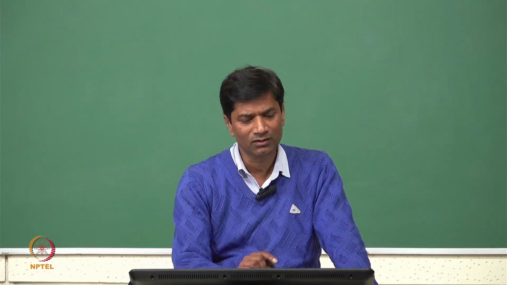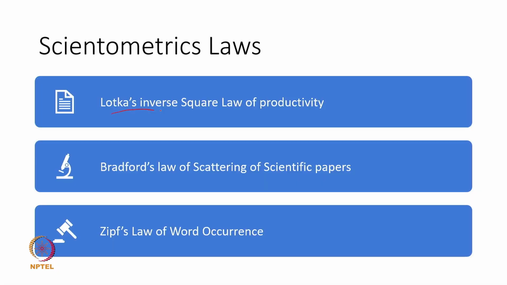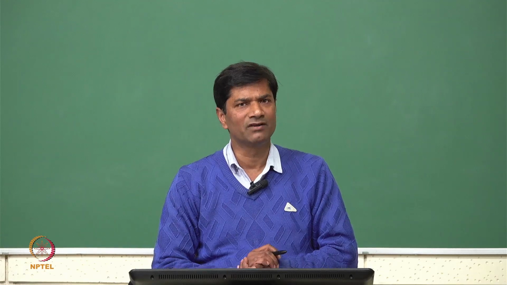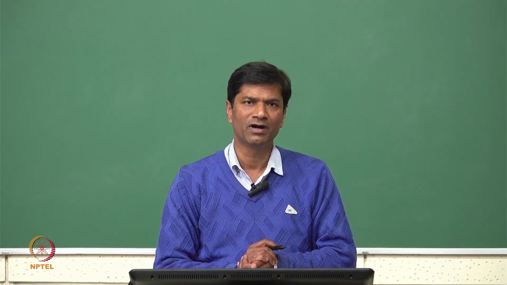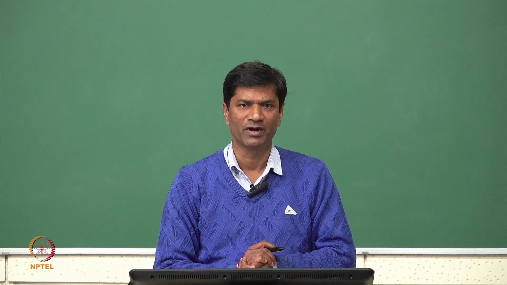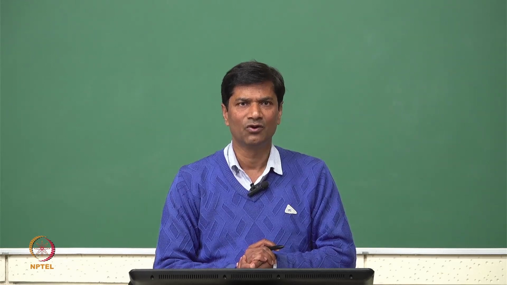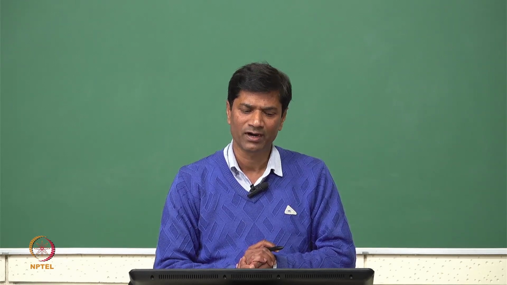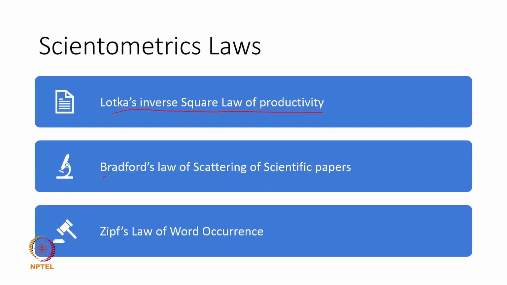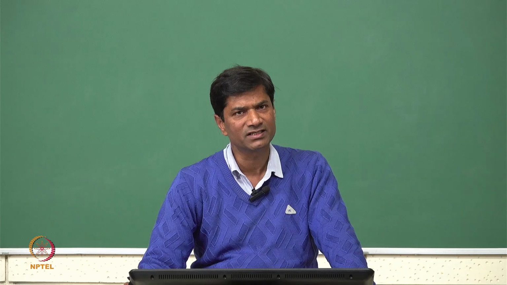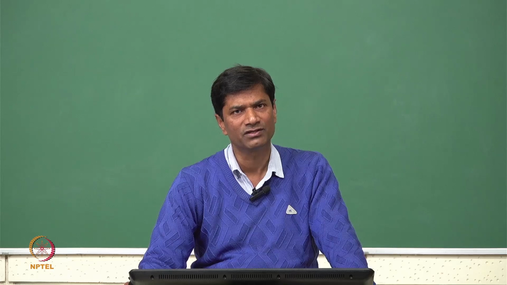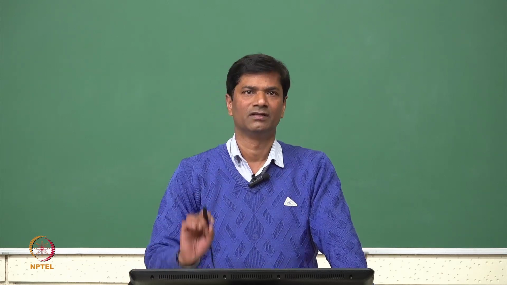I am going to cover Lotka's inverse law of scientific productivity. When we are discussing scientific laws, there are three prominent laws of scientometrics. The first is Lotka's inverse square law of productivity. Second is Bradford's law of scattering of scientific papers, and the third one is Zipf's law of word occurrence. Let us discuss Lotka's inverse square law of productivity.